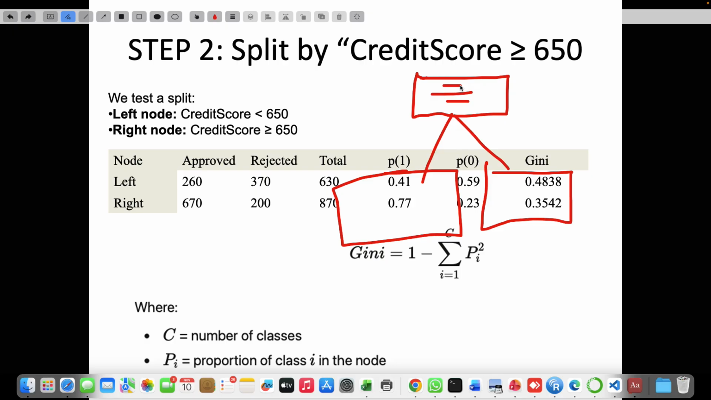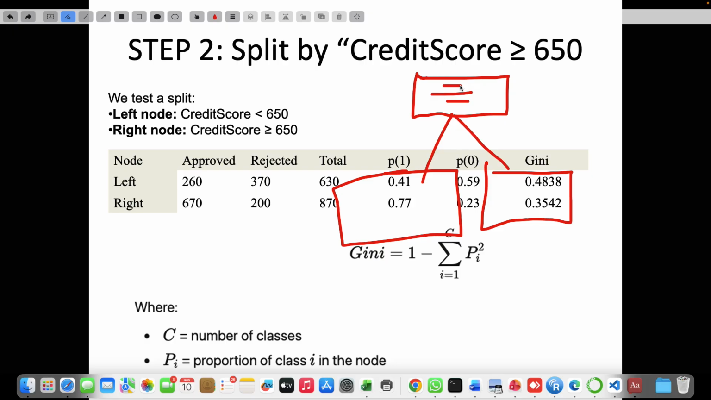Now, when you say Gini is around 48% for approved and not approved, you have mixed data, which means you have mixed data that you need to consider. Some of those are approved, some are not approved. You can't really tell. So the second layer you do is you say, let's look at their credit score.